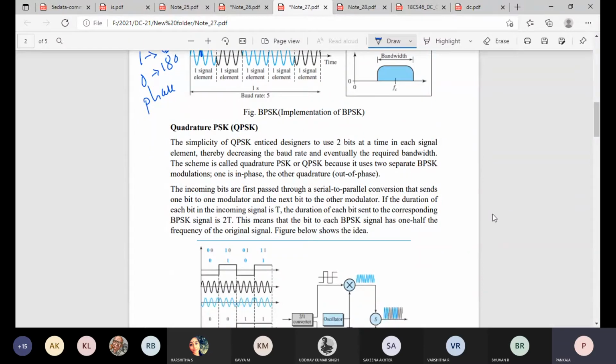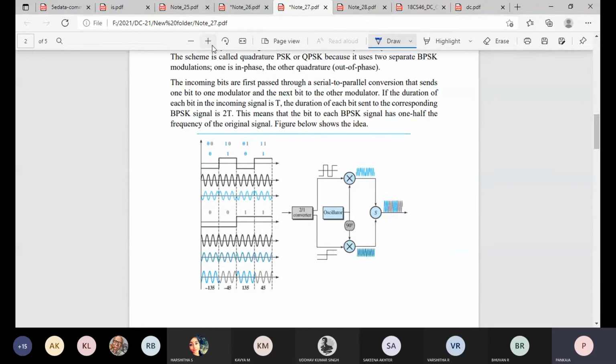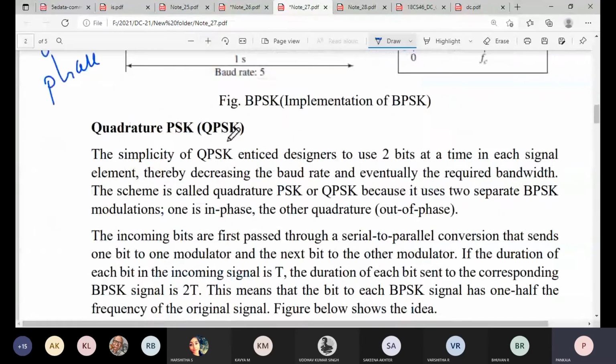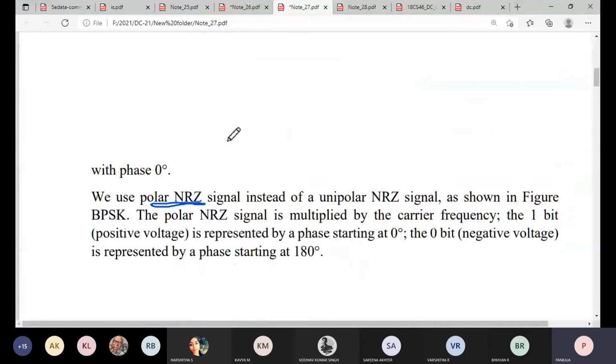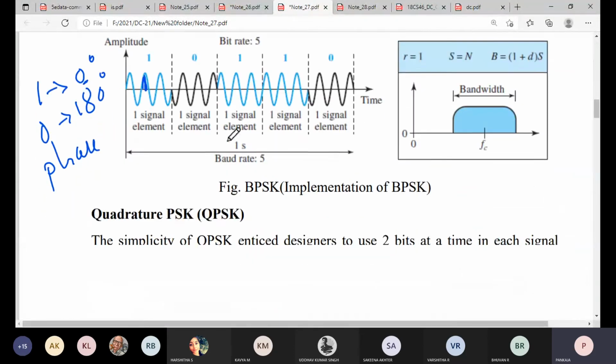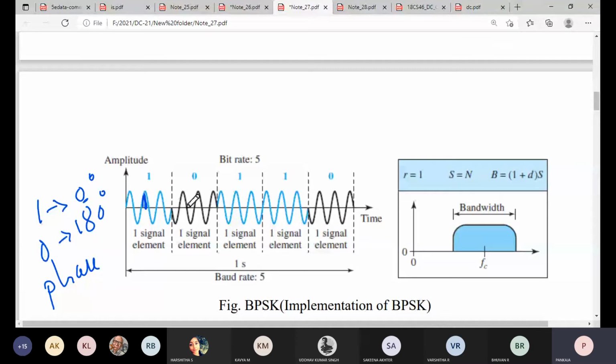So that's all about this. Now we'll focus on how it is implemented. You need to understand this thoroughly. This is binary PSK, and it is so simple how it can be implemented. Where you use two different frequencies F1 and F2 to represent bit 1 and also 0.